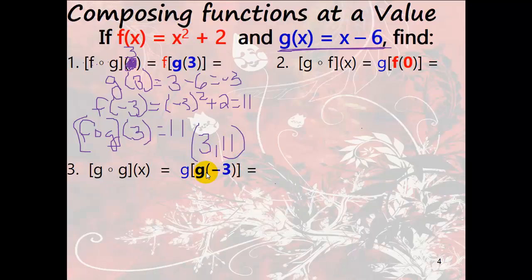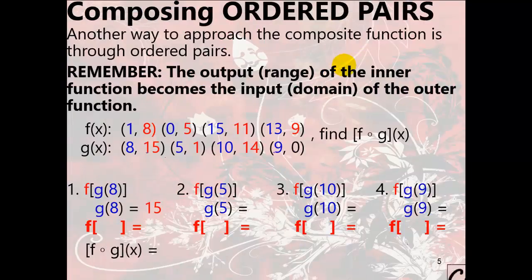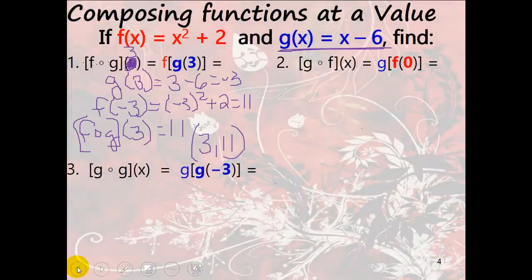Let's try it with the next one. g of f of x, also written in a nested version. Actually, we want to do this at 0. Let's cross that out and put in a 0.